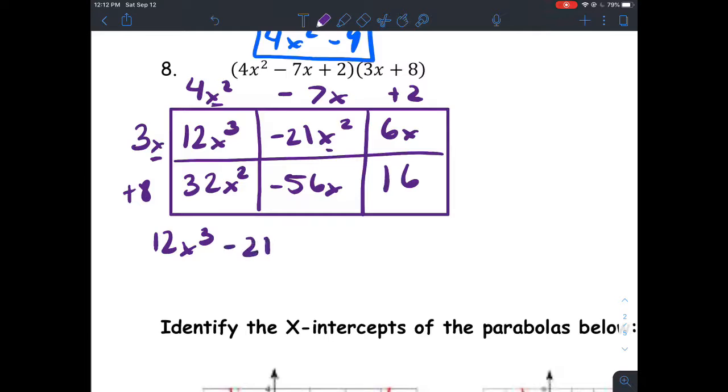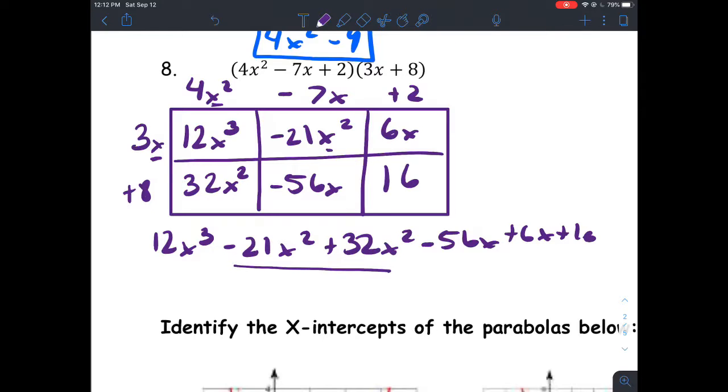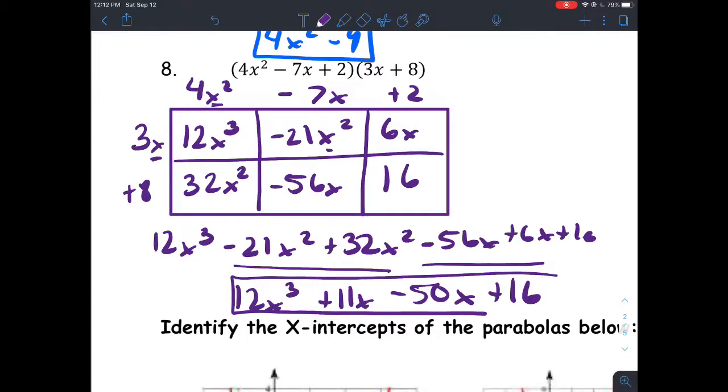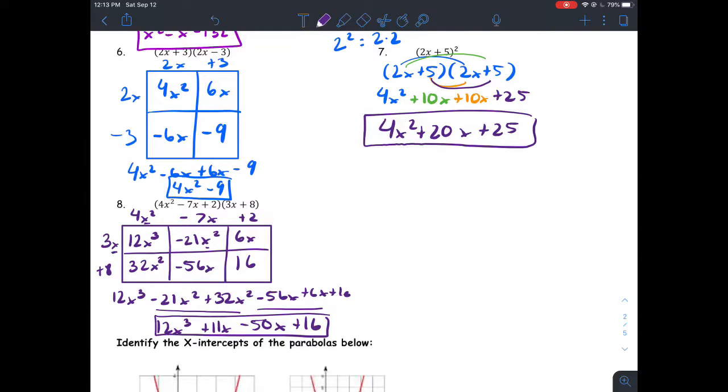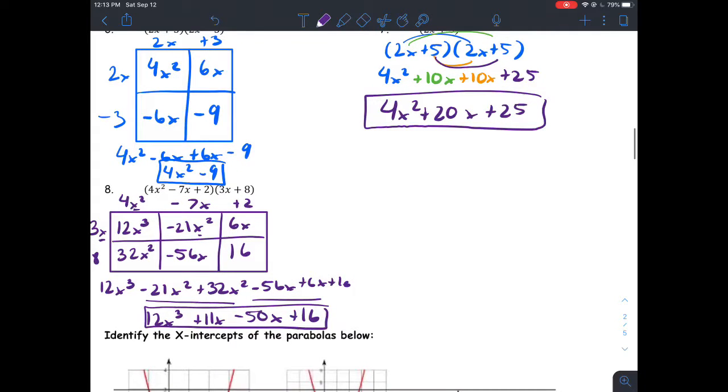So we're going to go ahead and add them together. All right, we're just going to combine like terms. So these guys can get combined, and then these guys can get combined. So we end up with 12x to the third plus 11x squared minus 50x plus 16. Now you can do this by using that FOIL/distribution method as well. And I'm going to show you that too because I do think it's important to know how to do that.